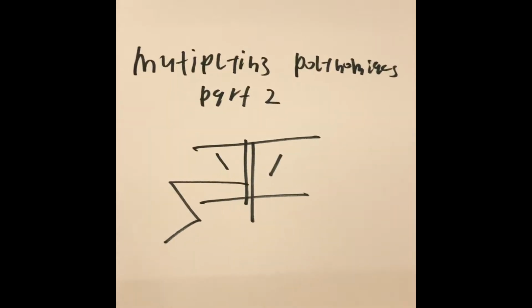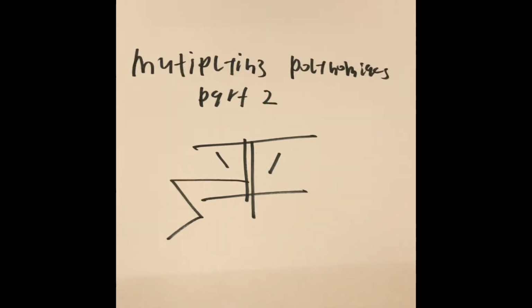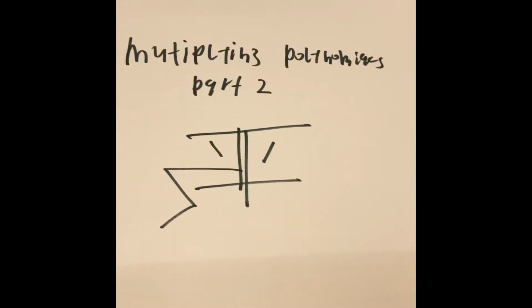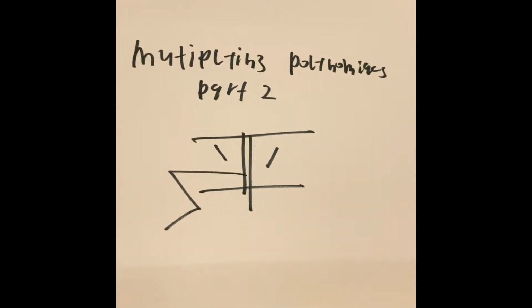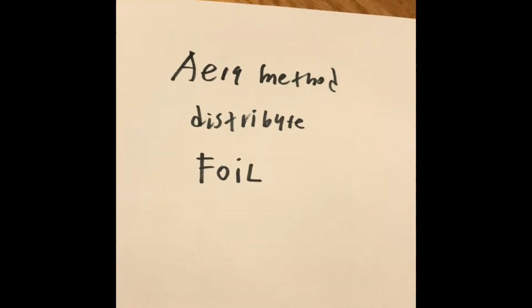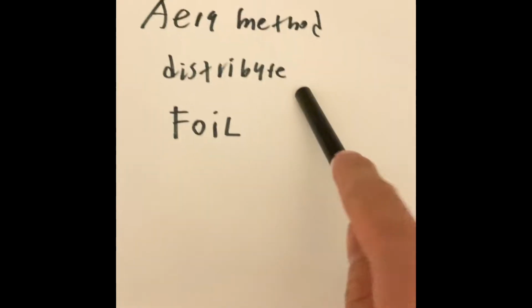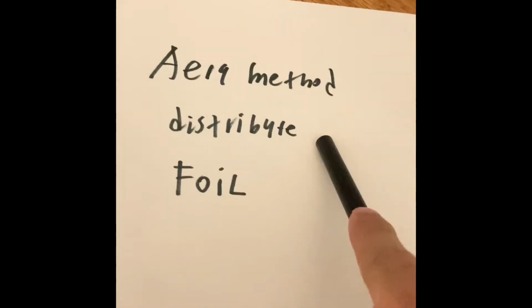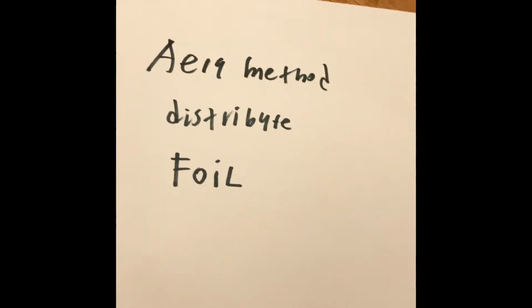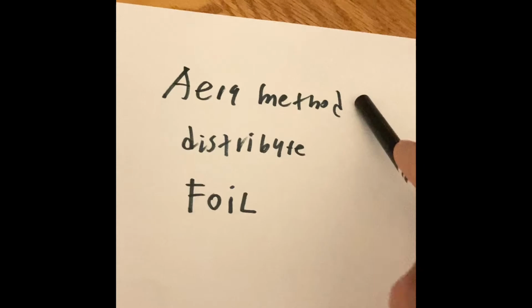So in the previous video, we took a look at how to distribute and multiply simple polynomials, and we also looked at a more advanced polynomial, but sometimes those strategies aren't the only ones. There are other strategies that we can use to multiply polynomials: the area method, distribute, and FOIL. So today, we're going to review and learn about all three and how they can get us to our answer efficiently. So let's start with the area method.